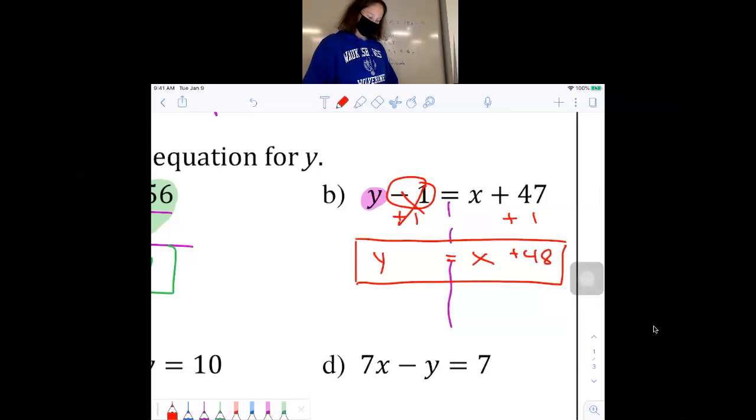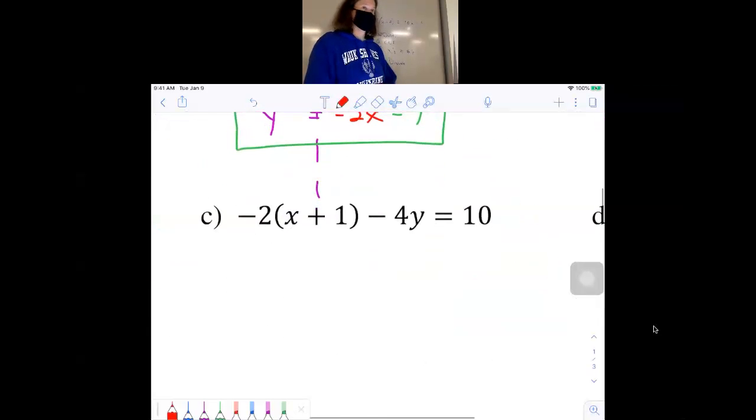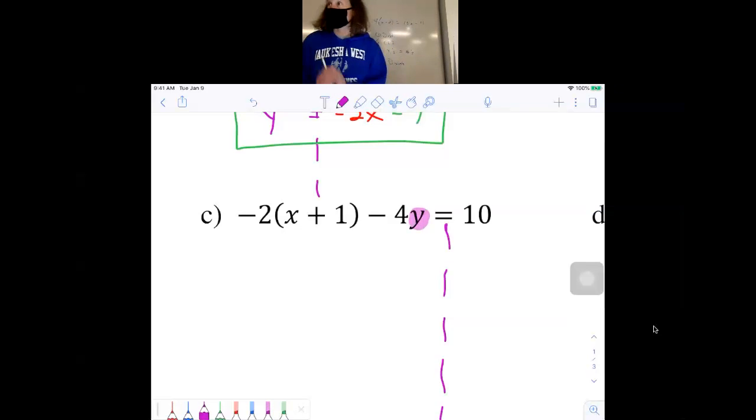Let's take a look at C. We do have some distribution that we have to do, right? I'm going to first highlight the y, because there it is. Is it all? For slope-intercept form, yes, because it's y equals mx plus b. So I'm going to go ahead and distribute the 2. I'm going to multiply that into x and 1.